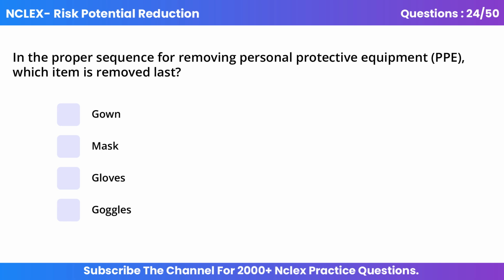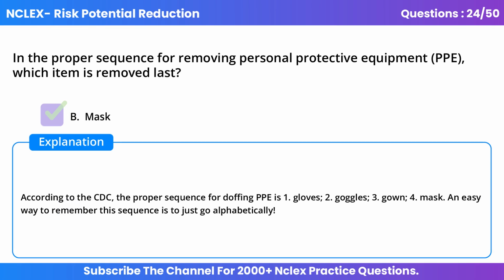Question 24. In the proper sequence for removing personal protective equipment, PPE, which item is removed last? B. Mask. According to the CDC, the proper sequence for doffing PPE is: 1. Gloves, 2. Goggles, 3. Gown, 4. Mask. An easy way to remember this sequence is to just go alphabetically.